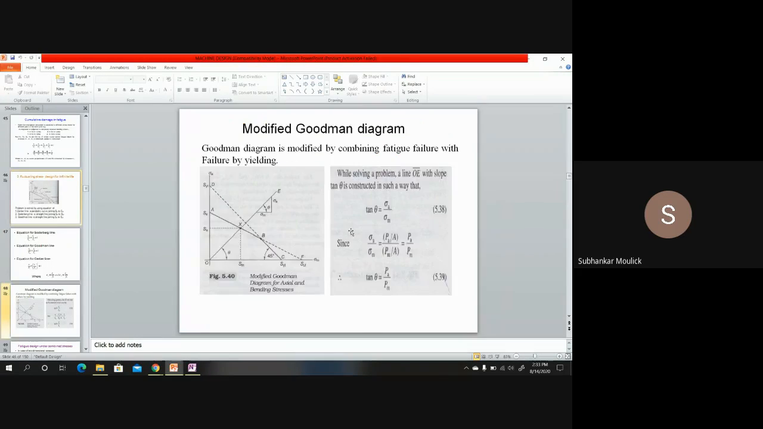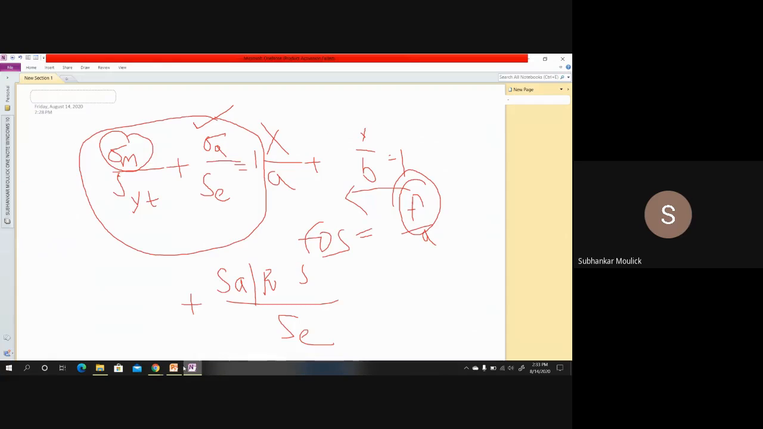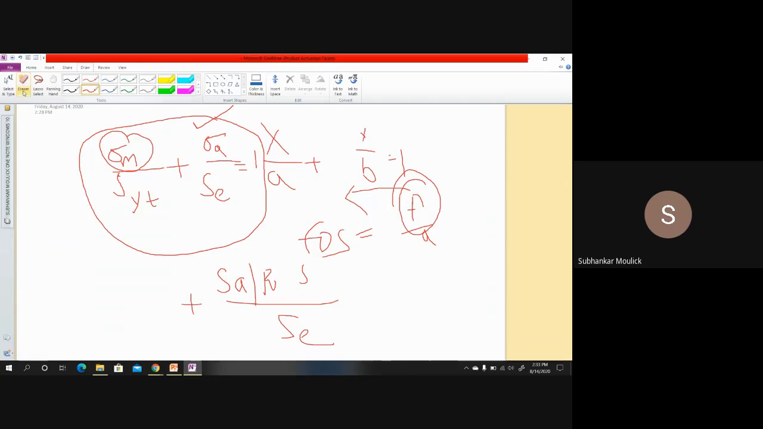Okay. Next is modified Goodman diagram. What is this modified Goodman diagram? Here in this diagram, you combine the yield line.